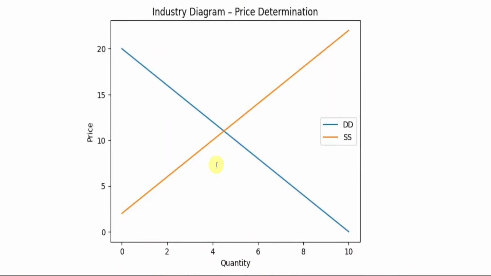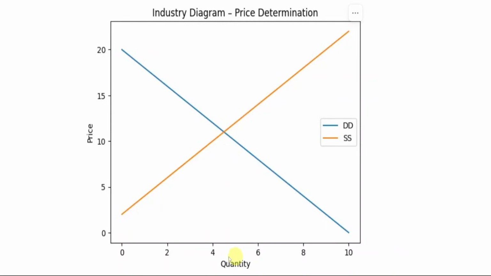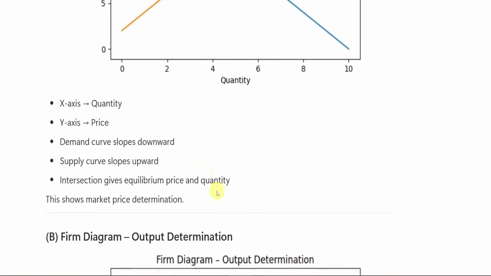Price determination you can see on the screen. X-axis is quantity, y-axis is price, demand curve is sloping downward, and supply curve is sloping upward. So their intersection will give us the equilibrium price. This intersection, okay? I hope you understood.